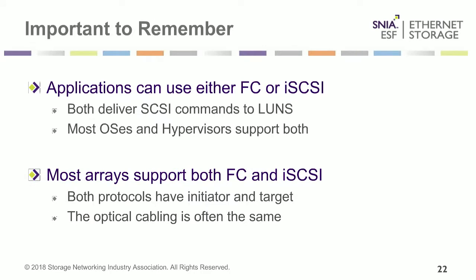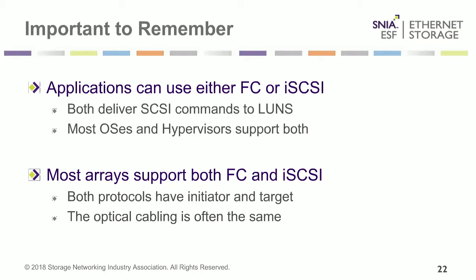In terms of things to remember, one of the things I think we need to emphasize here is that applications can use either Fibre Channel or iSCSI. Your block protocols are fairly promiscuous in the sense they can be used by just about any application out there. The thing that they're delivering are the SCSI commands, the commands that disk drives respond to in terms of LUNs. They both deliver those SCSI commands seamlessly in terms of the end user application.